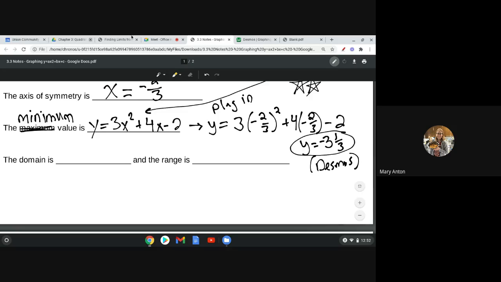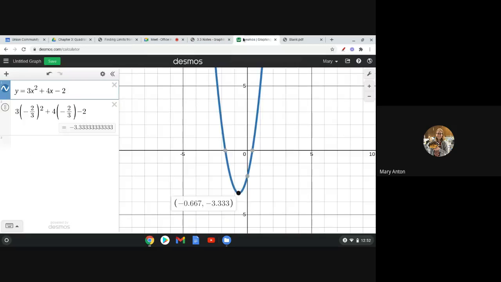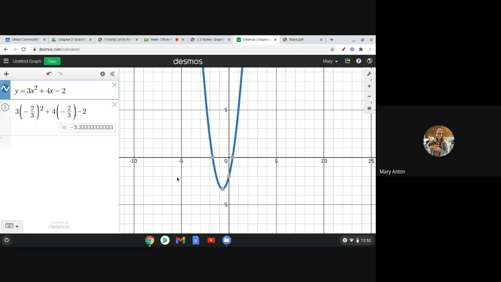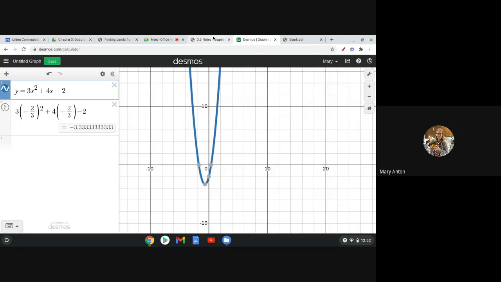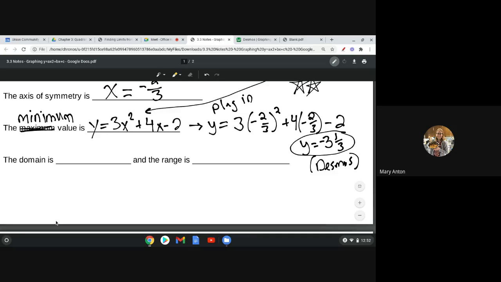Last, domain and range. We've talked about this. Domain is how far left and how far right the graph goes. Unlimited. I like that. All real numbers. So, yeah, often in math we say all the real numbers.